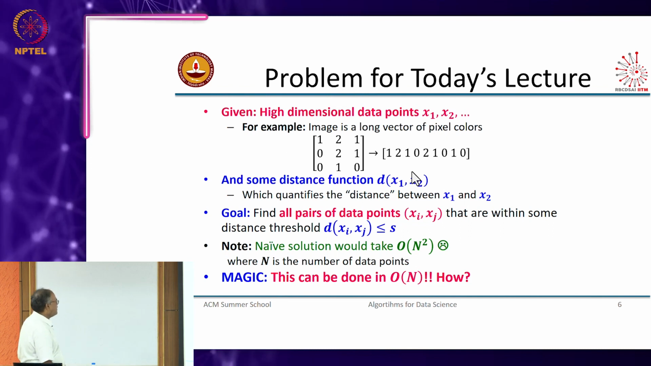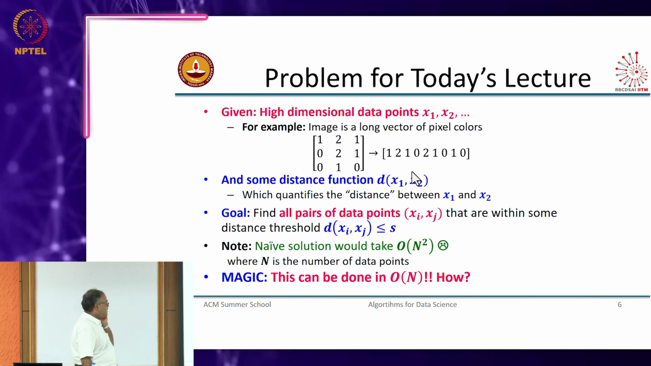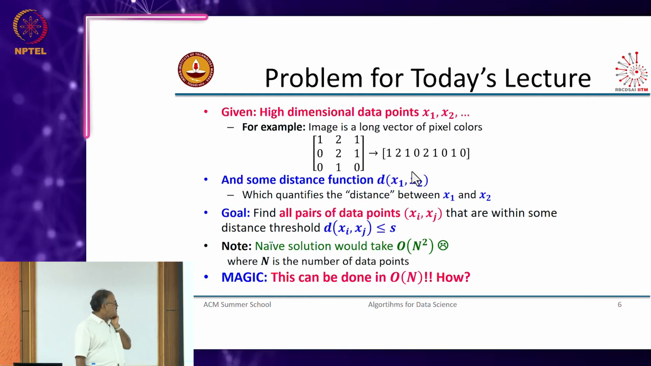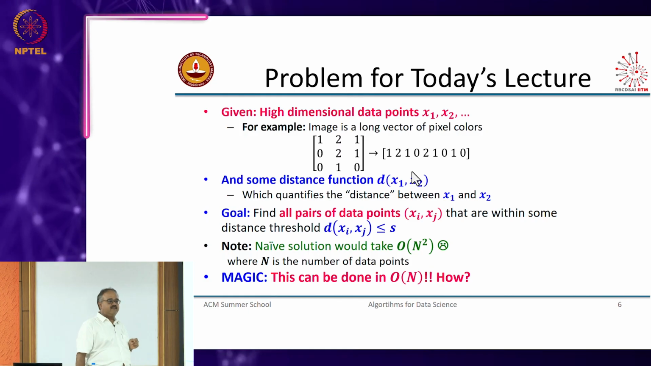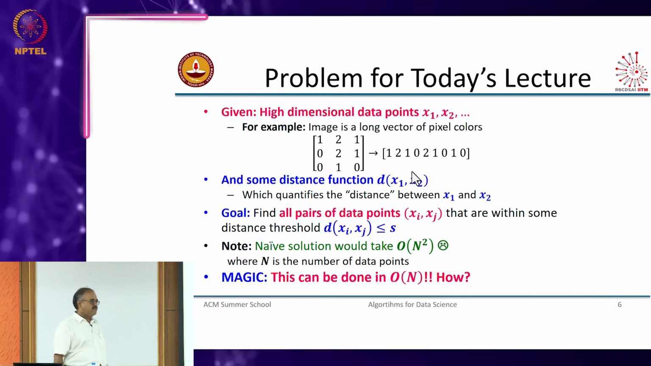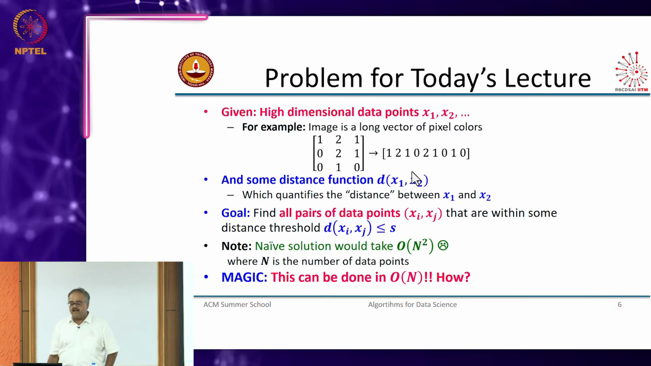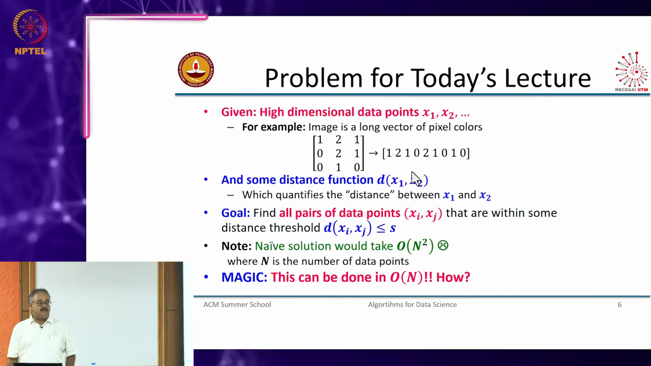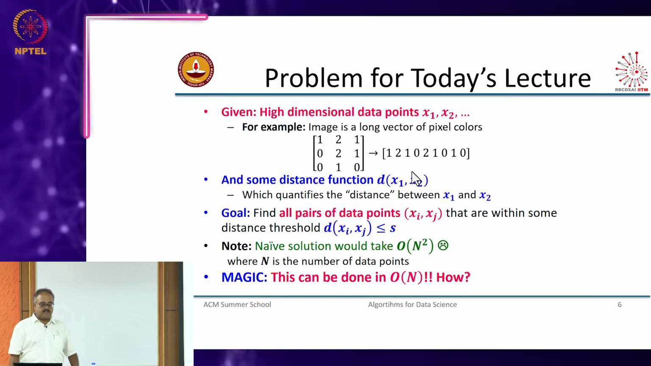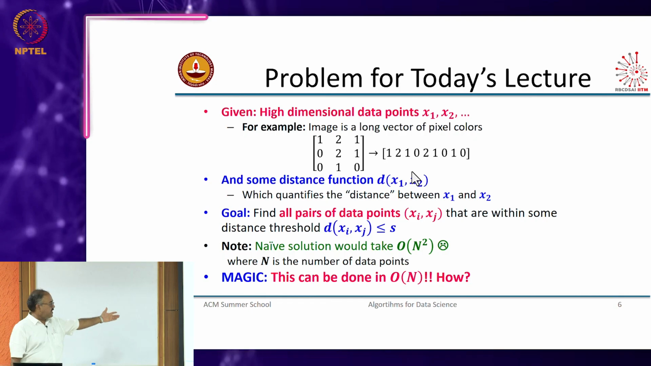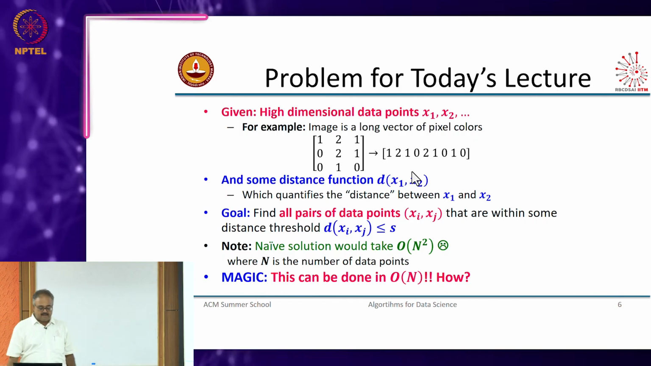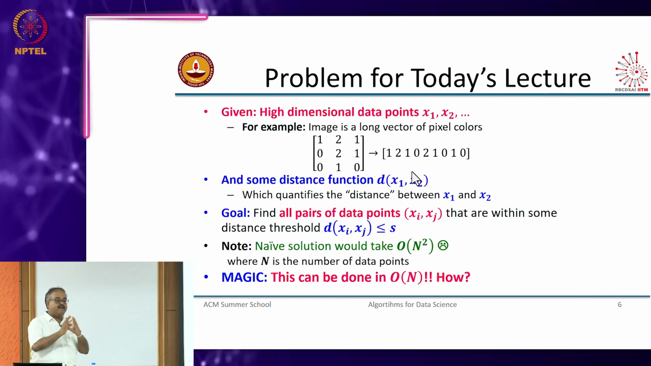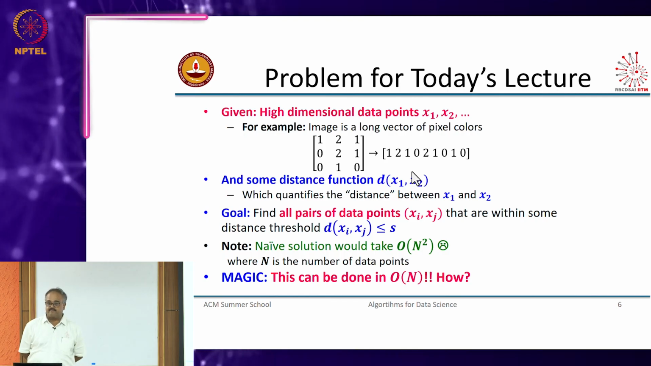So the goal is to find all pairs of data points xi, xj that are within some distance threshold, right? So you're given some threshold, and you want to find all pairs of points xi, xj that are within the threshold distance of each other. That's the problem statement we have, and obviously the naive solution is going to take order of n squared, right? But you're going to say that it can be done in order of n.